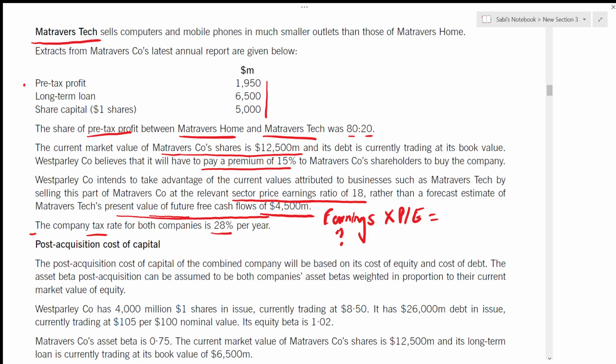You have to take 20% of 1950. Why 20%? You have to take 20% because only for that part, the tech industry you're selling, you want to know how much value and how much profit you are getting from selling. So you only want to find out this 20%, not the whole thing. So first find 20% of 1950. That is pre-tax. Then you have to take after tax.